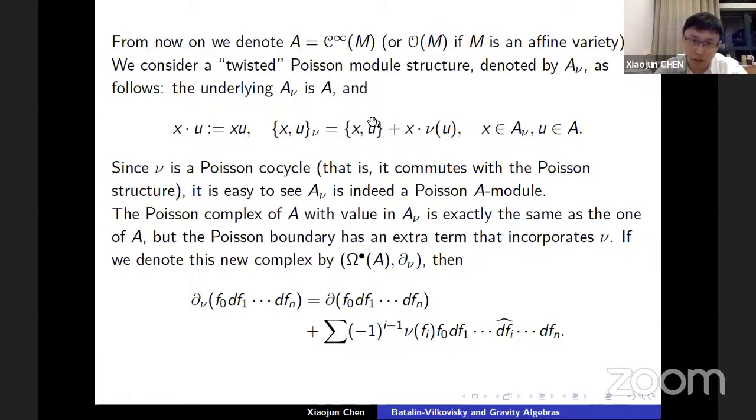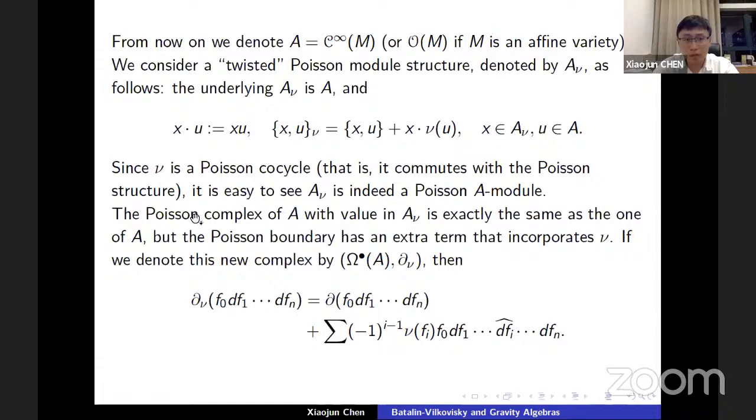The first one is still the usual Poisson module structure, the Poisson bracket. But with an extra term, the second term is X dot nu acting on U. Since nu is a Poisson cocycle, we can check that A_nu, as defined, is a Poisson A-module. So it's a new module, called the twisted Poisson A-module.